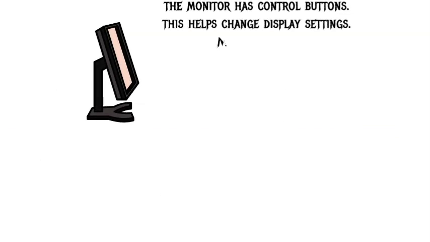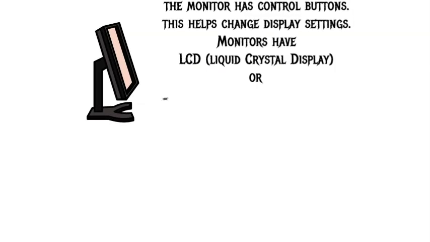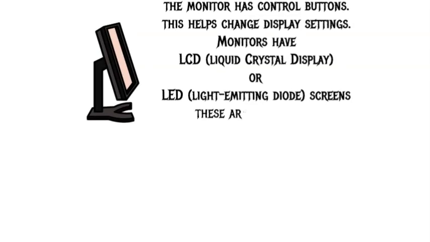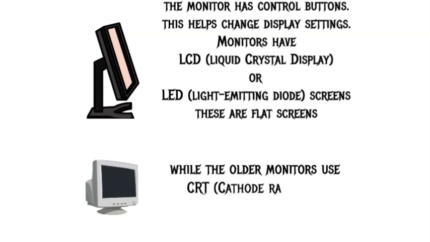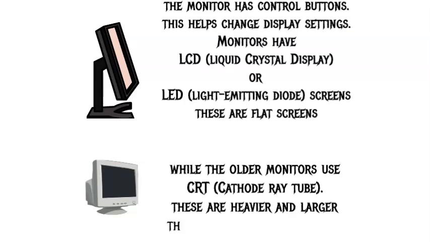The monitor has control buttons. This helps change display settings. Monitors have LCD (liquid crystal display) or LED (light emitting diode) screens. These are flat screen, while the older monitors use CRT (cathode ray tube). These are heavier and larger than the modern day monitors.